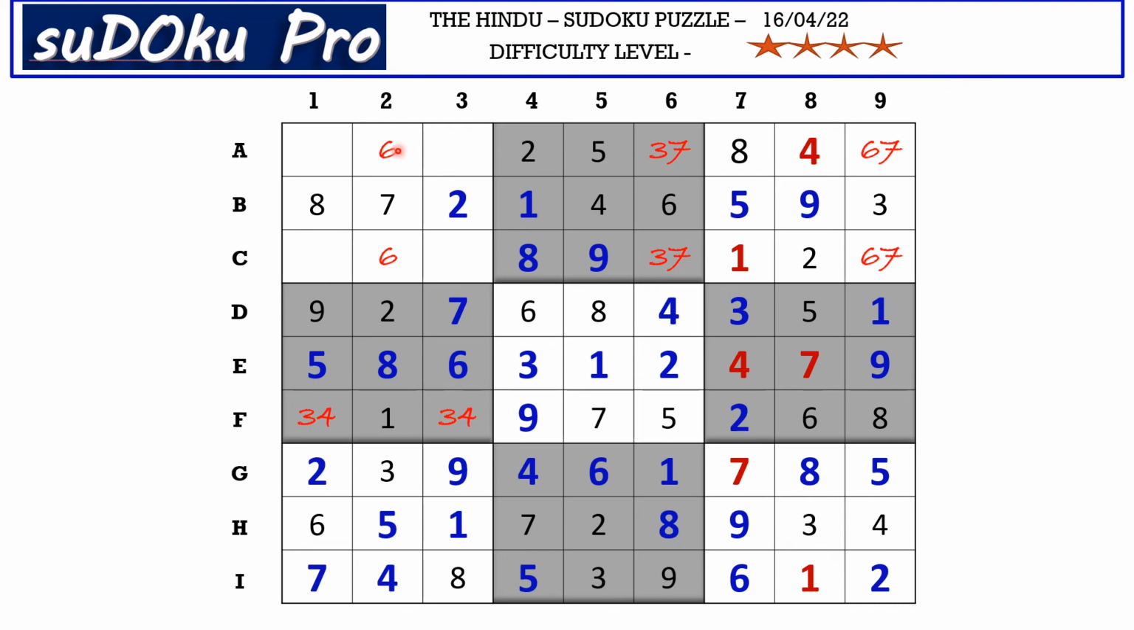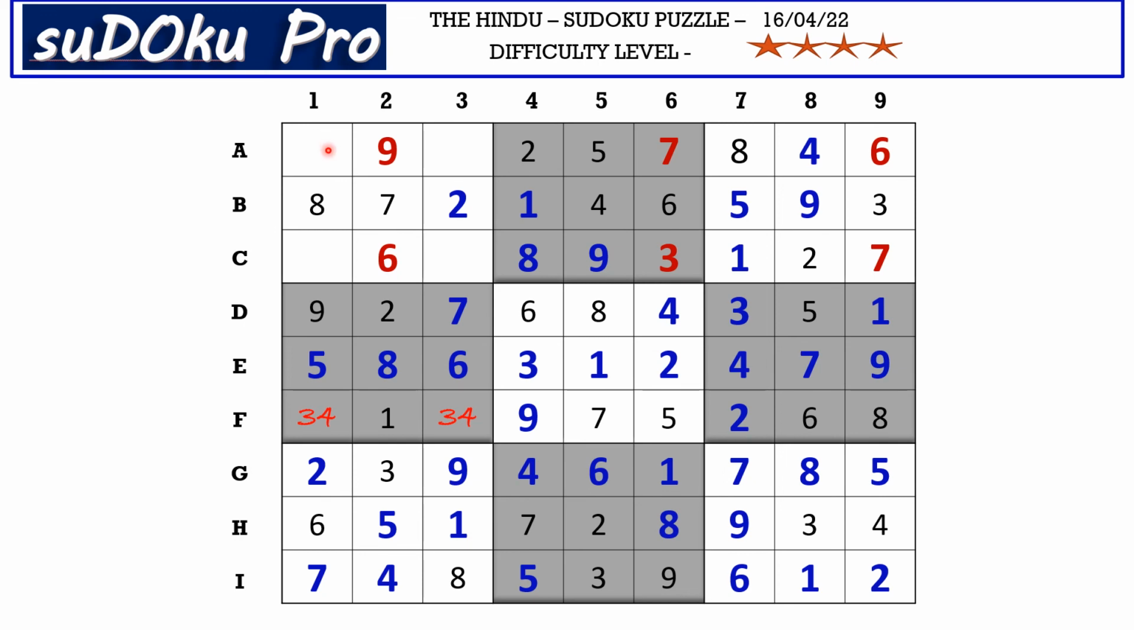In column 2, there are only 2 empty cells and the missing numbers are 6 and 9. There is a 9 blocking from here. So C2 takes 6 and A2 takes 9. This 6 here cancels out the 6 here in C9. So C9 becomes 7 and A9 becomes 6. This 7 cancels out the 7 here. So C6 takes 3 and A6 takes 7.